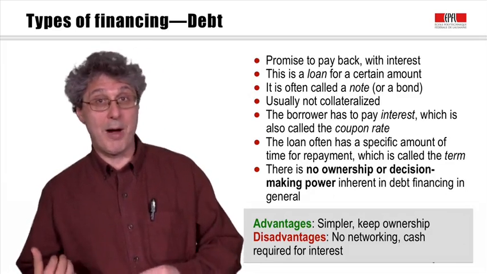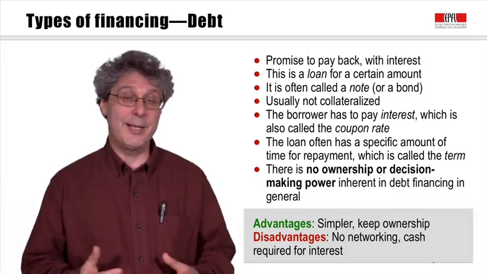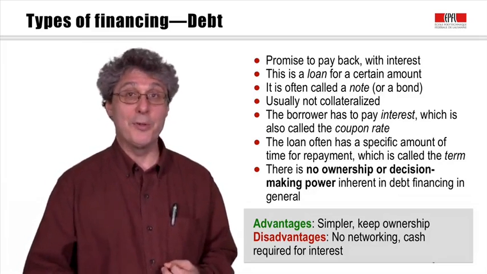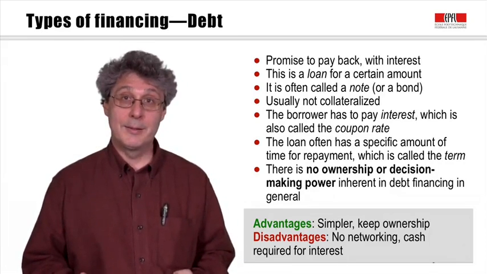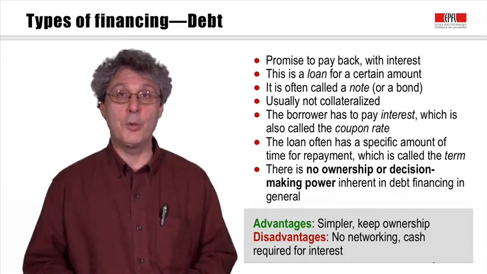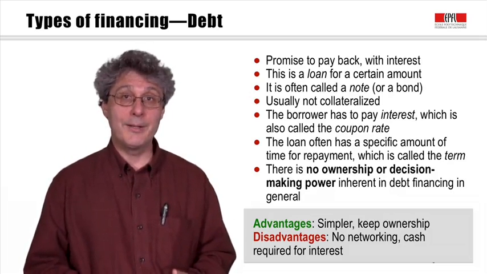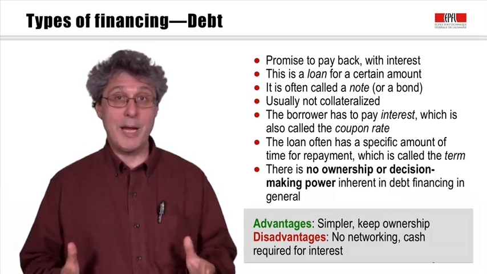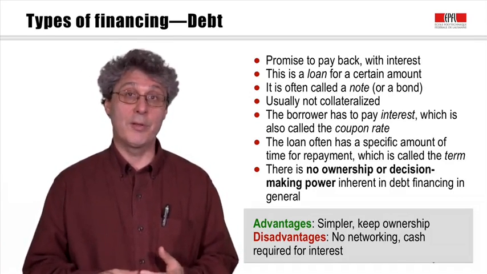So therefore, the borrower has to pay interest, and the interest is pre-decided. Of course, some lenders, like your family members, may give you a loan with no interest. They want to get their principal back. But most investors will want to receive interest. It's also called the coupon rate of the loan. And the loan usually has a fixed time for repayment, 1 year, 2 years, 5 years, and that's called the term of the loan.